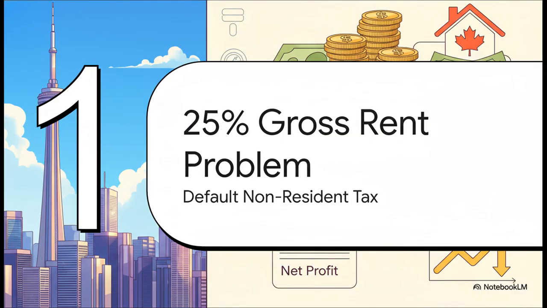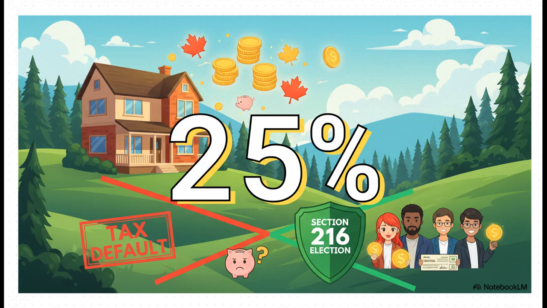All right, first things first. Before we can really appreciate just how powerful the solution is, we've got to get a solid grip on the problem. You see, for landlords who don't live in Canada, the way the tax system is set up by default, well, it can create a massive headache when it comes to cash flow. And here it is. This is the number at the very heart of the issue, 25%.